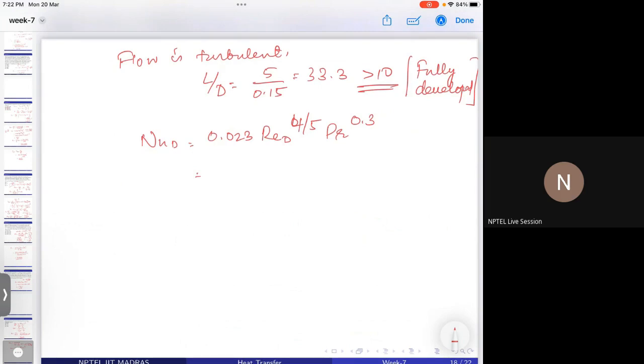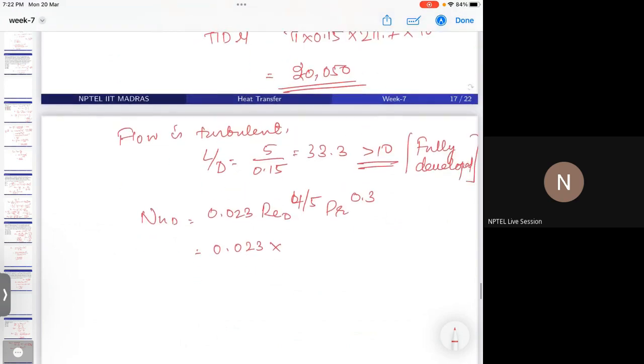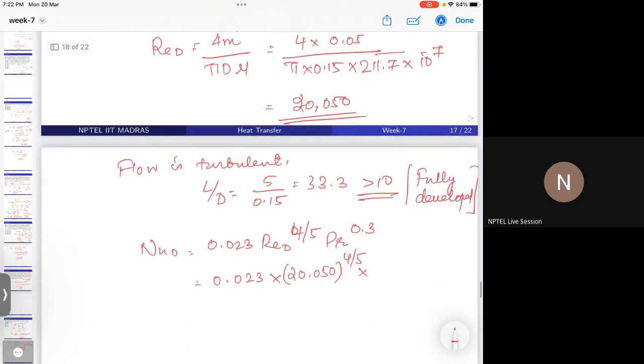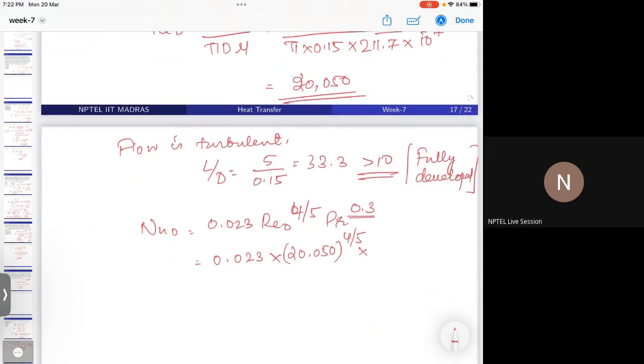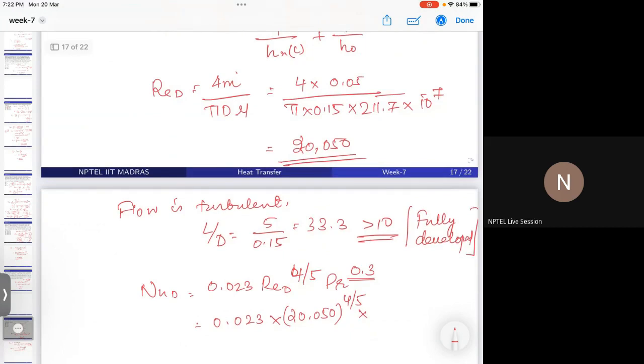So please find out what this is. Here, yeah, here why I use 0.3 here? Because it is cooling. Yeah. So the Prandtl number you can take as 0.698. Can you please find out what is the Reynolds number?